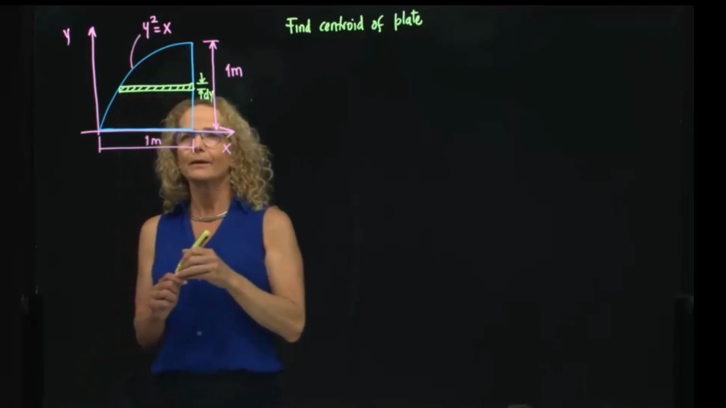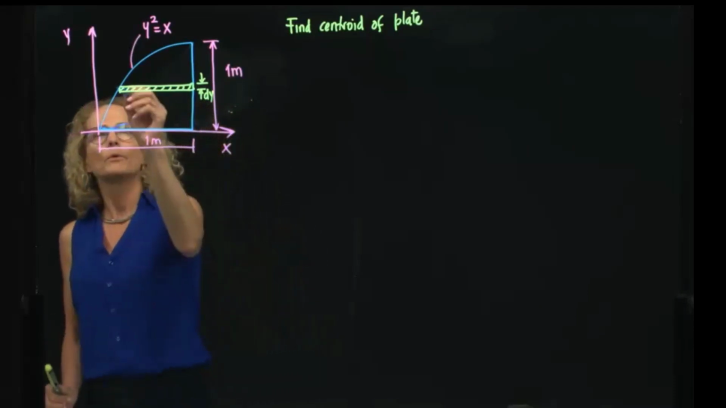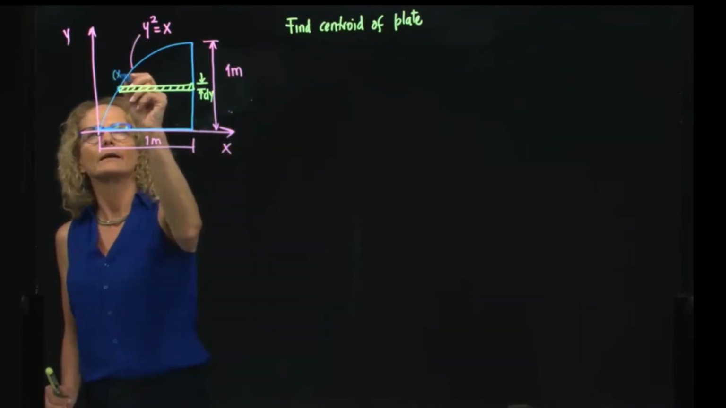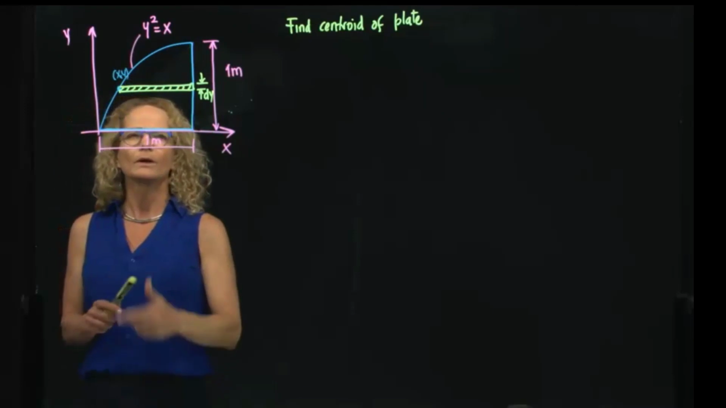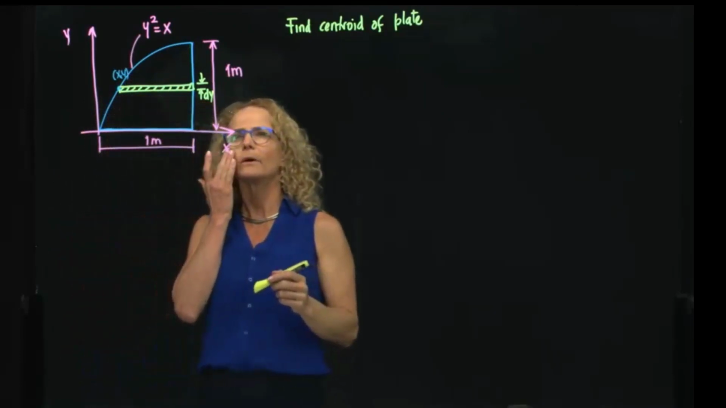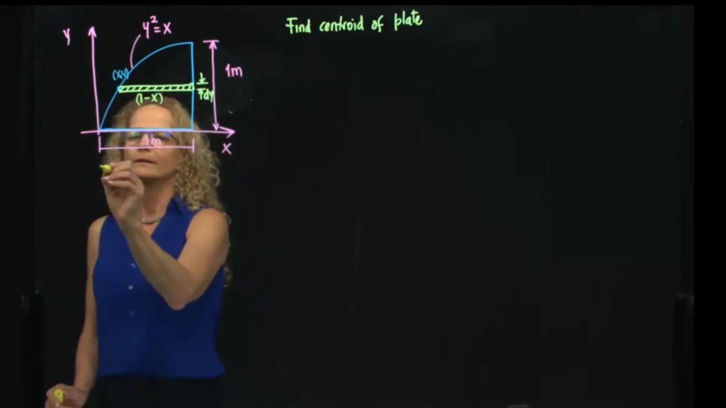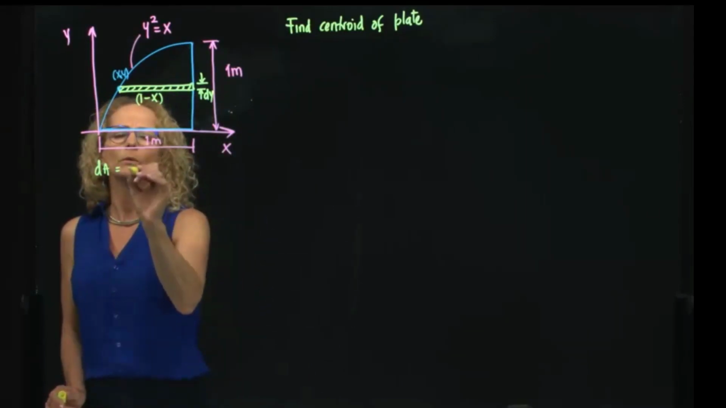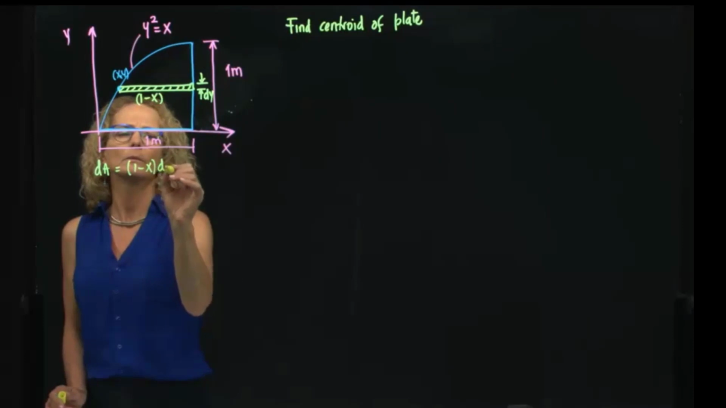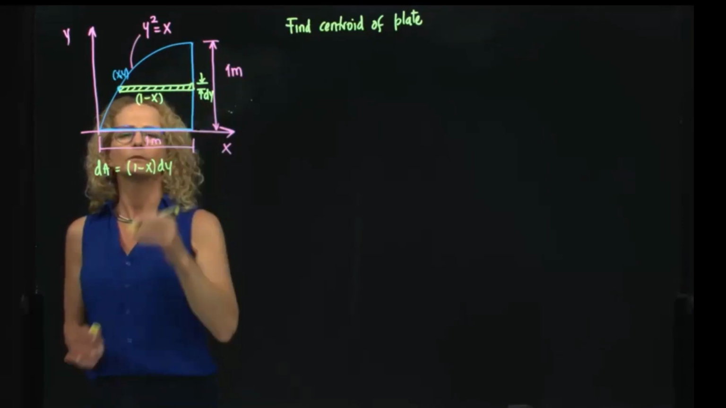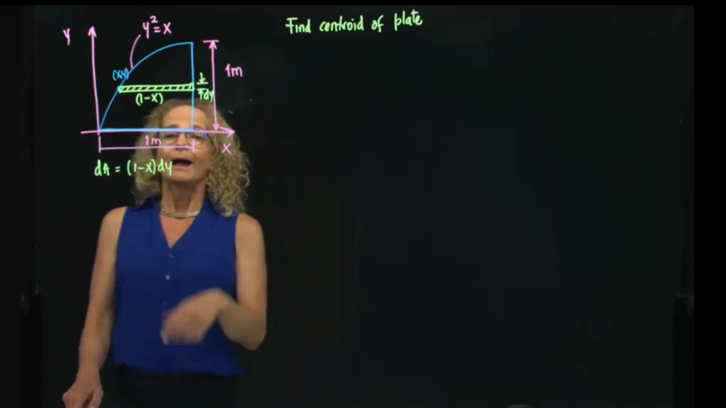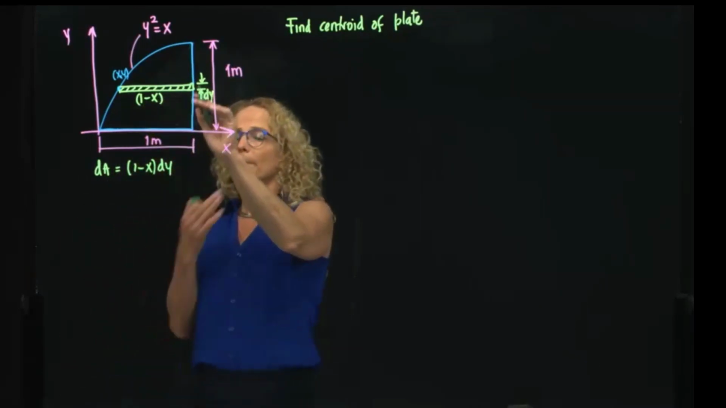And this point over here describes x. Therefore, this yellow thing that I mark will be 1 minus x. Therefore, my differential of area will be (1 minus x) dy, which is the base times the height. I need to calculate the area of that plate.